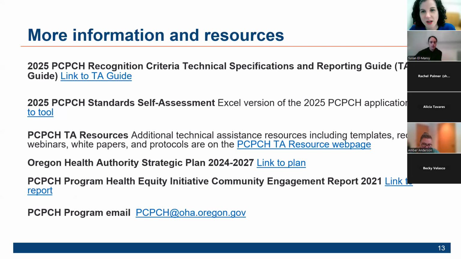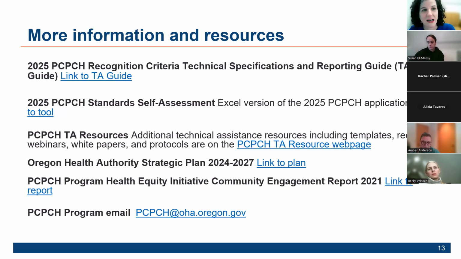Great. So here are some additional resources for you. The first and most important, of course, is the TA guide. So you can see that at the top of the page. I hope you're all familiar with that. It has all of the standards and measures listed and all the documentation required. The second link, the 2025 PCPCH Standards Self-Assessment Tool.